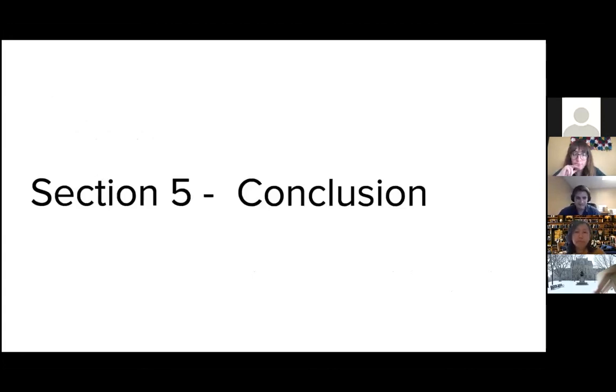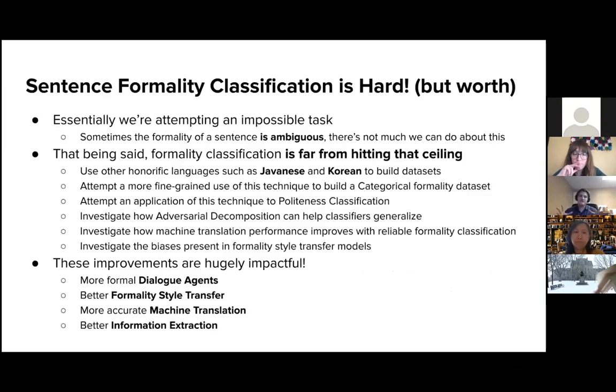Okay, to conclude, sentence formality classification is really hard. Essentially, for a lot of these sentences, it's an impossible task, right? Sometimes the formality of a sentence is just ambiguous and there's really not much we can do. But that being said, formality classification is far from hitting that ceiling. There's a lot of work to be done.